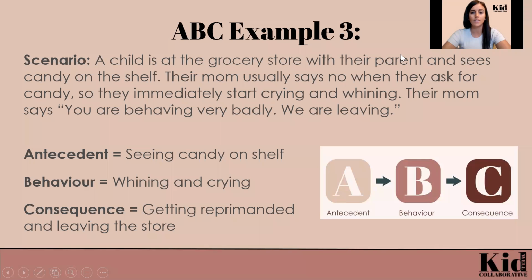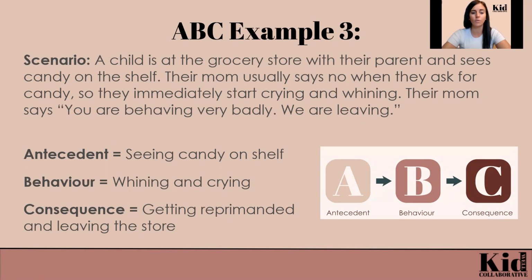Okay, in our last example, I'll go through the scenario. In this one, the antecedent and the behavior are the same. A child is at the grocery store with their parent. They see candy on the shelf. Their mom usually says no when they ask for candy, so they immediately start crying and whining. The mom says, "You're behaving badly. We are leaving the store." And the child doesn't get candy.